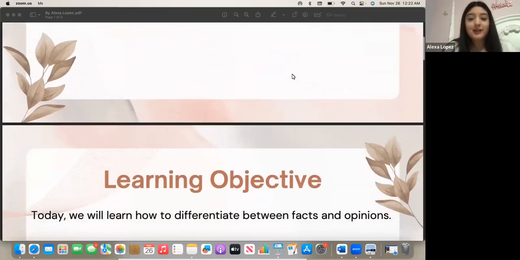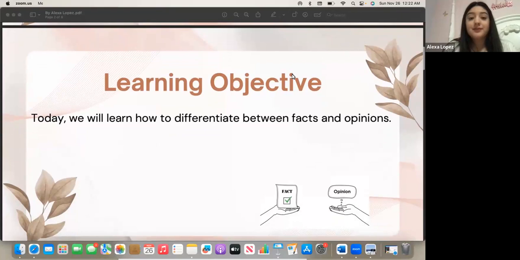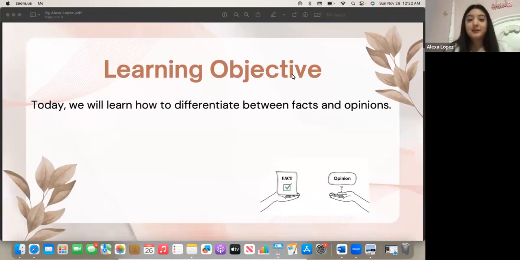So let's begin with our lesson. Today's lesson objective is: today we will learn how to differentiate between facts and opinions. Can everyone repeat after me? Today we will learn how to differentiate between facts and opinions. Great job. And if you don't know what differentiate means, it's to tell the difference. So we're going to tell the difference between facts and opinions.